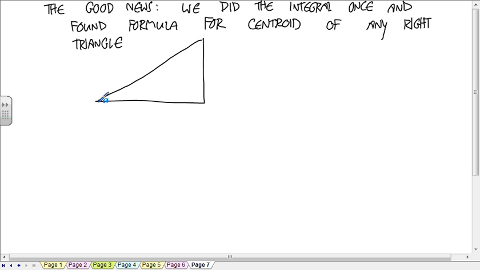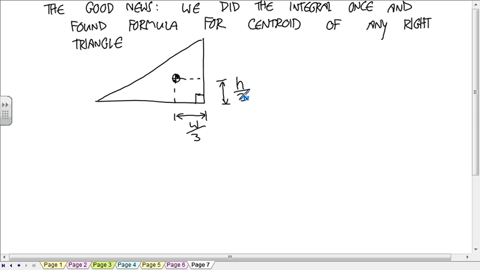I chose my coordinate system to be over here to make the calculations a little easier, but I think the easiest way to think about it is that with a right triangle, in either dimension, you have a long side, a wall, and a point side. And to get to the centroid, you're always going 1/3 of the way from the wall to the point. So this distance is width over 3, and this distance is height over 3.